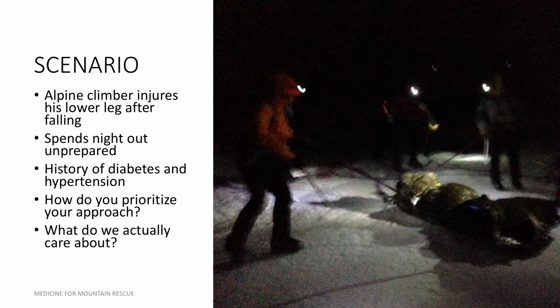So you have an alpine climber, and he injures his lower leg after falling on Mount Rainier, and he spends the night out unprepared. He has some medical problems, a history of diabetes and high blood pressure. As you're getting ready for this mission and heading up the trail, how do you prioritize your approach? What's most important? And what is it that we actually care about?